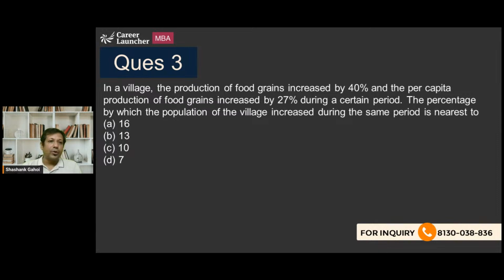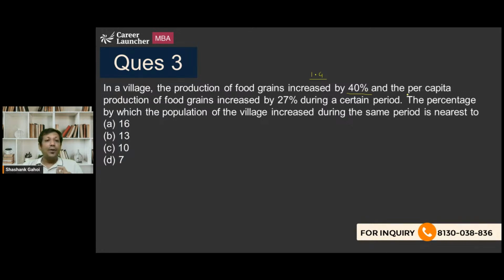What does it say? In a village, the production of food grains increased by 40%. Let's say initially the production was 100, so it has become 140. So the production is increased by 40%. It means it is moving from 100 to 140, which means it is being multiplied by 1.4 times. An increase of 40% means this.